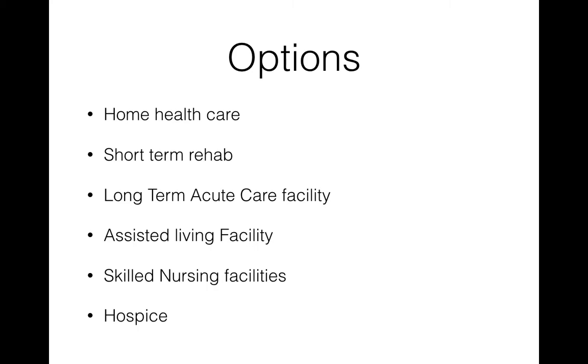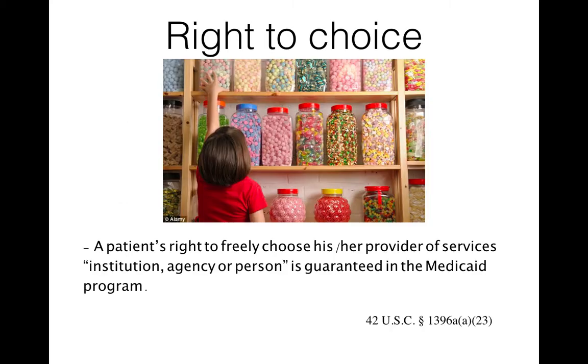So the first option that we have is the home health care. Then we have short-term rehab, long-term acute care facility or the LTAC, assisted living facility, skilled nursing facility, and hospice. There are a couple of other options that I'll try to mention, but these are the main options that you have. The patient has the right to choose, and this is guaranteed for all the patients in the American Constitution.